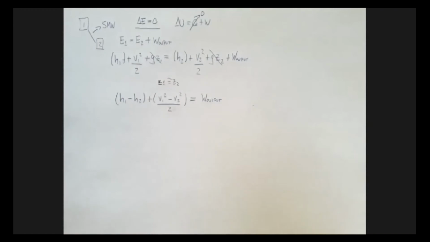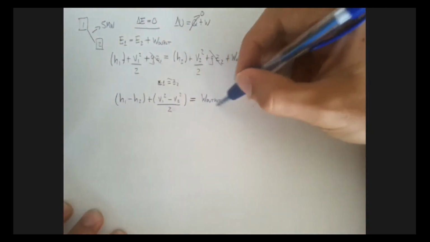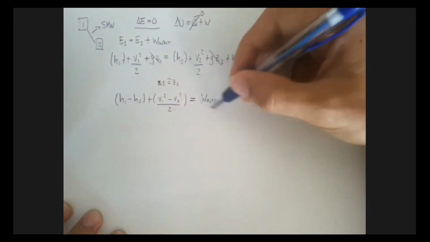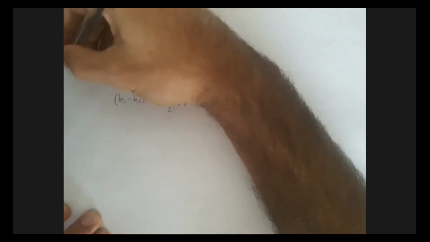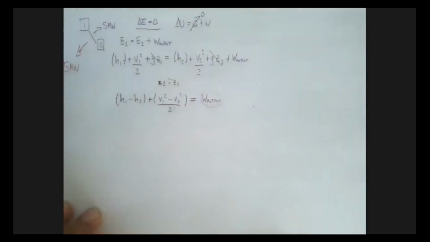For now, what we need to do is find our mass flow rate, because so far we still have one small issue here. This guy is in kilojoules per kilogram, and we don't know this guy. What we do know is the power output, and the power output has been given to us as 5 megawatts, right? It's not kilojoules per kilogram.